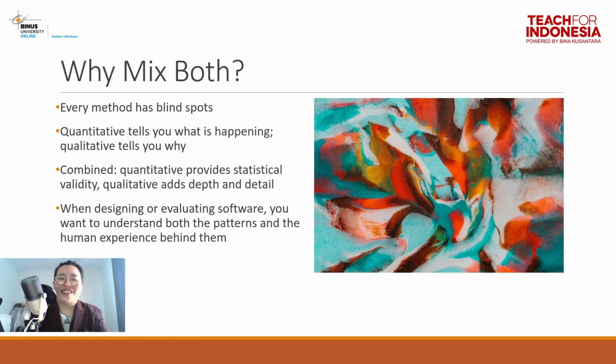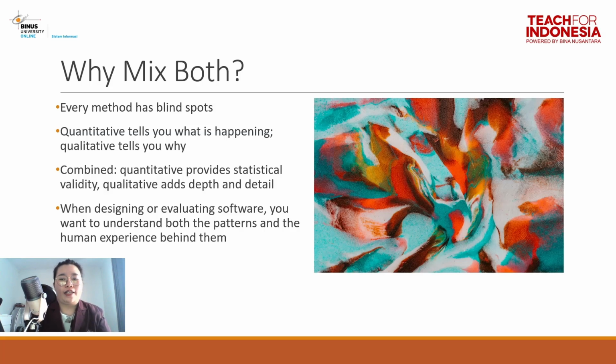So that's a lot of methods, right? The bad thing is, every method has a blind spot. The good thing is, every method has something that it excels in. Quantitative methods tend to tell you what is happening, and qualitative methods tend to tell you why it is happening. So if you mix and combine both of them, you will be able to get a more comprehensive understanding, because the quantitative provides a statistical validity and the qualitative adds the depth, the detail, the reasoning of why the statistical validity happens. When designing or evaluating a software, you would ideally want to understand both the patterns and the human experience behind them.